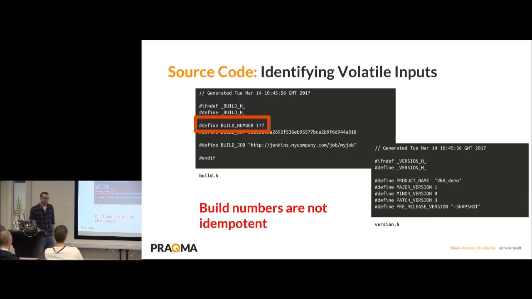Other kinds of inputs that can pop up, sneaking in build numbers from your build system. The next time you build, even if it's exactly the same shot, this is going to produce build number 178. And then again, your build's going to be non-deterministic.